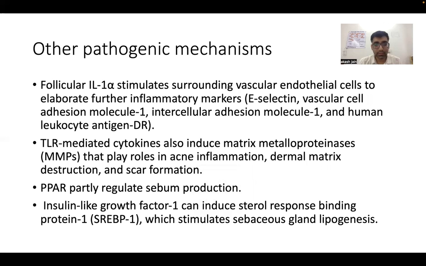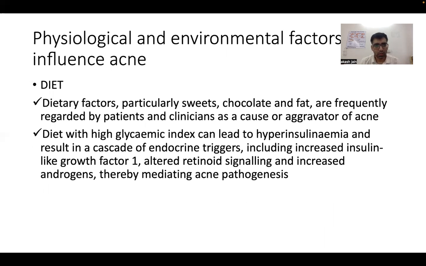PPAR partly regulates sebum production. Insulin-like growth factor 1 can induce sterol response element binding protein, which stimulates sebaceous gland lipogenesis. Now, apart from this pathogenesis, there are various physiological and environmental factors that influence acne.